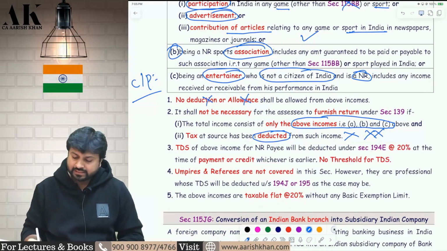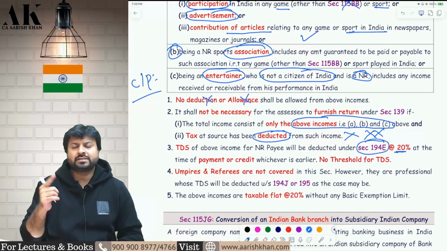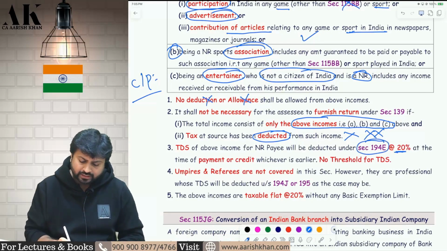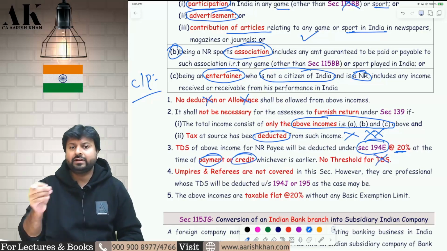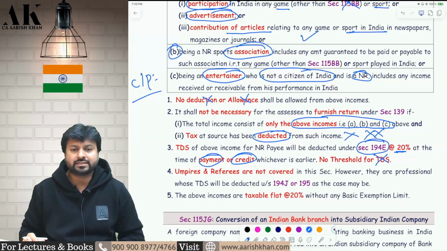Sir, what is the TDS section over here? In this case, the TDS section is 194E, 20% tax plus surcharge if applicable, and it says you should deduct the TDS on payment or credit, whichever is earlier, and there is no threshold. Even if you pay a single rupee, you have to deduct TDS under this section.